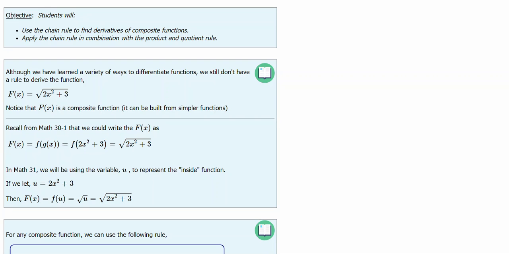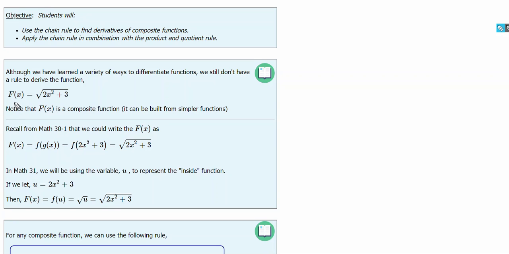If you had f of x is equal to the square root of 2x squared plus 3, then you can think of this in a different way. You could think about this as being made up of two functions. So you could say f of x is really some outside function and then having some inside function. So you can think of this as being f of 2x squared plus 3, where the 2x squared plus 3 could be like your g of x.